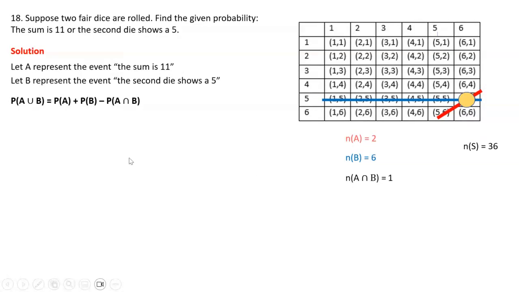So now let's plug them into the formula. The probability of A will be 2 over 36. The probability of B will be 6 over 36. Minus the probability of A intersect B, which will be 1 over 36. So the answer will be 8 minus 1 is 7. So the answer will be 7 over 36. That's the probability for this event to take place.